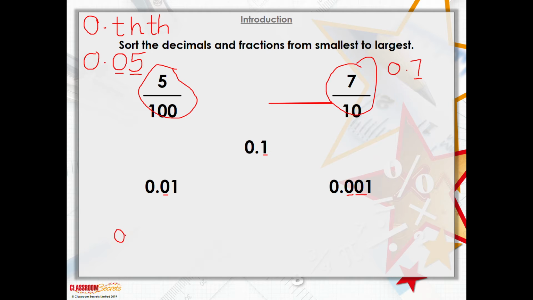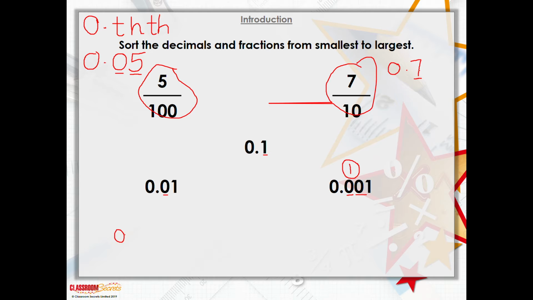0.001. I'm just going to draw a number 1 actually, that would be easier. That would be our smallest. So the next smallest, we have to have a look. Do we have any more in the thousandths? No. So let's move to the next column, the hundredths.